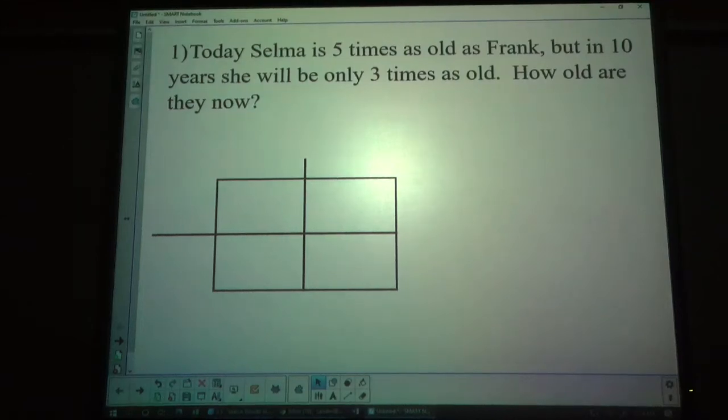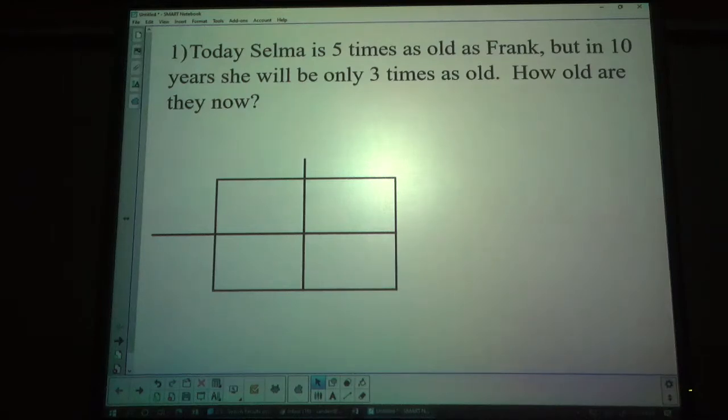Welcome. Today we're going to continue with word problems and we're going to work on age problems. How old somebody is or how long ago something was built, how old the building is, that type of thing.